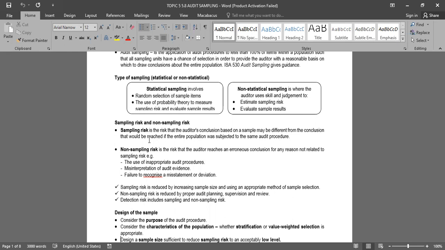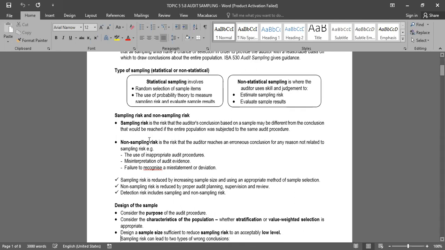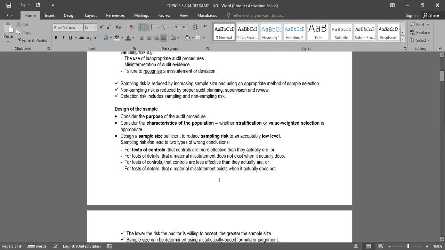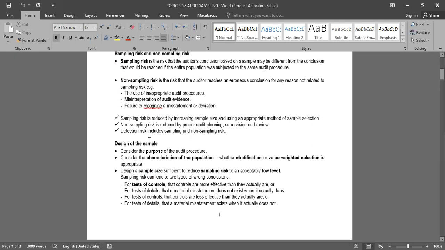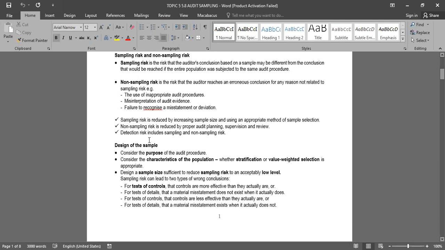And that way he uses judgment and skill. And therefore, to help him to estimate the sampling risk and also evaluate the sample results. Okay, so what is sampling risk itself? I already talked about it, so just read the way it is here. They say that it is a risk that the auditor's conclusion based on a sample may be different from the conclusion that would be reached if the entire population was subjected to the same audit procedure.